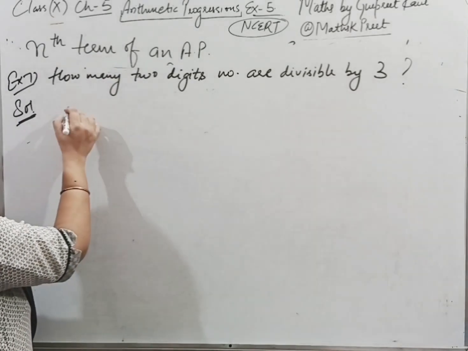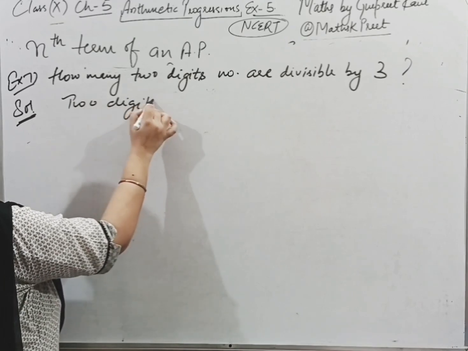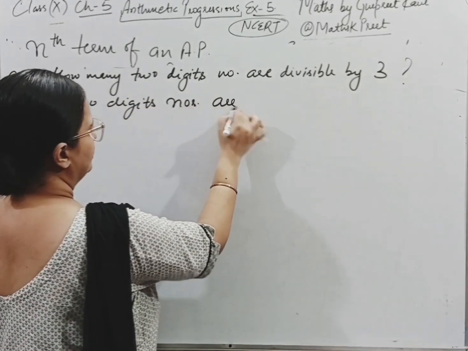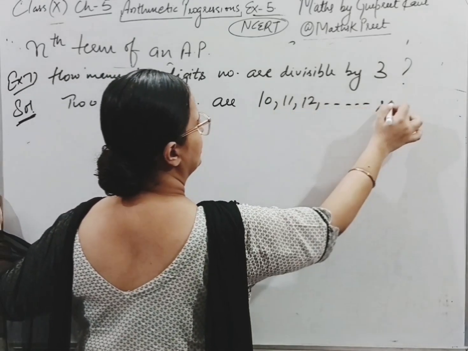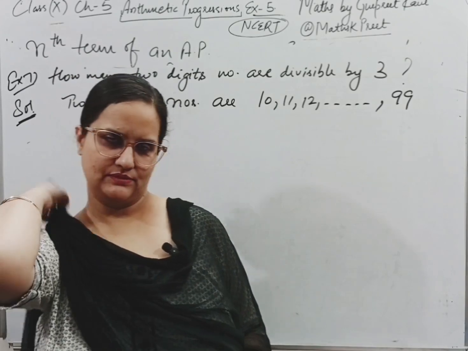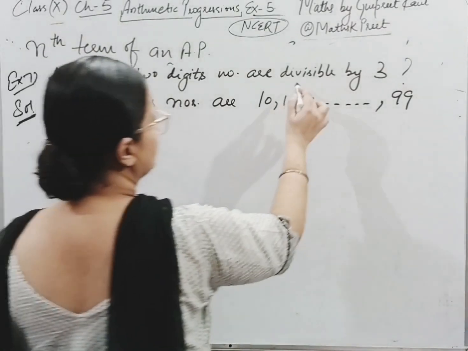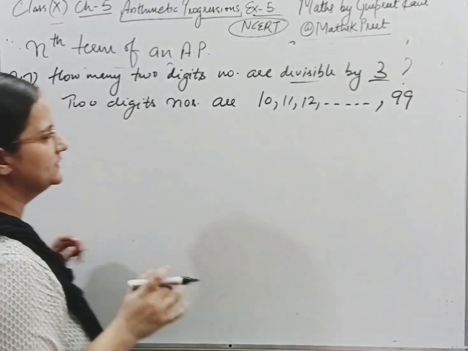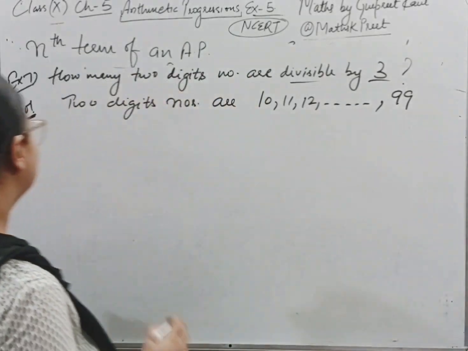So we know that the 2-digit numbers lie between 10, 11, 12 till 99. Why? Because the next number is 100, which is a 3-digit number. So these are just 2-digit numbers, but we want the numbers that are divisible by 3. So the 2-digit number that is divisible by 3 is 12. 12 is the first such number.